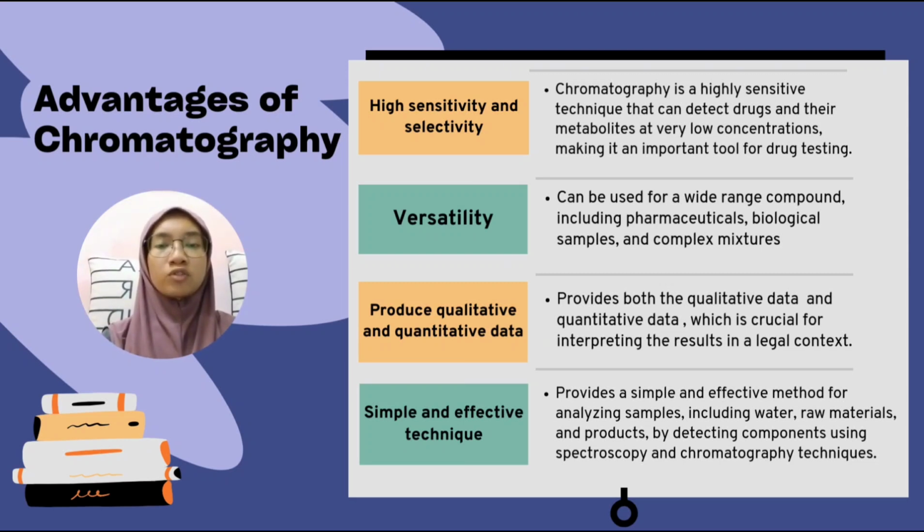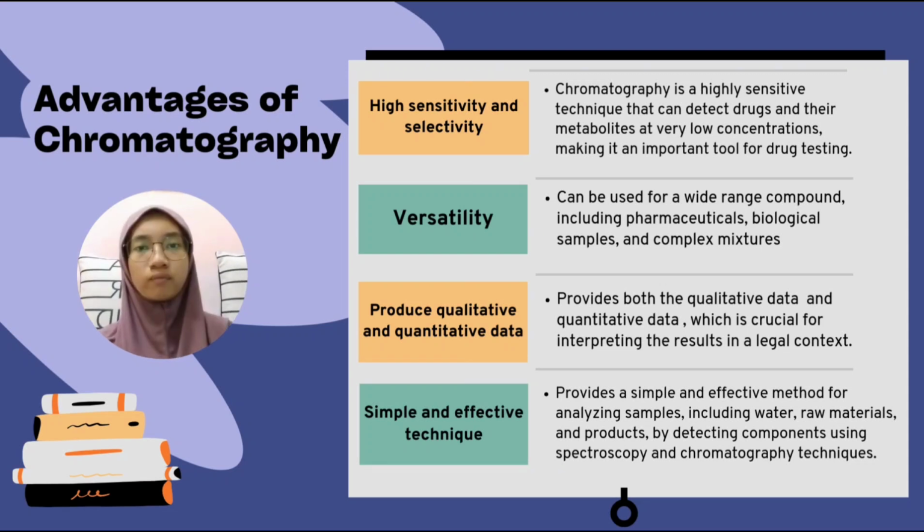Next, chromatography also provides both qualitative and quantitative data, which is crucial for interpreting the results in a legal context. For example, determining the amount of a substance can indicate whether a person was using drugs recreationally or therapeutically.